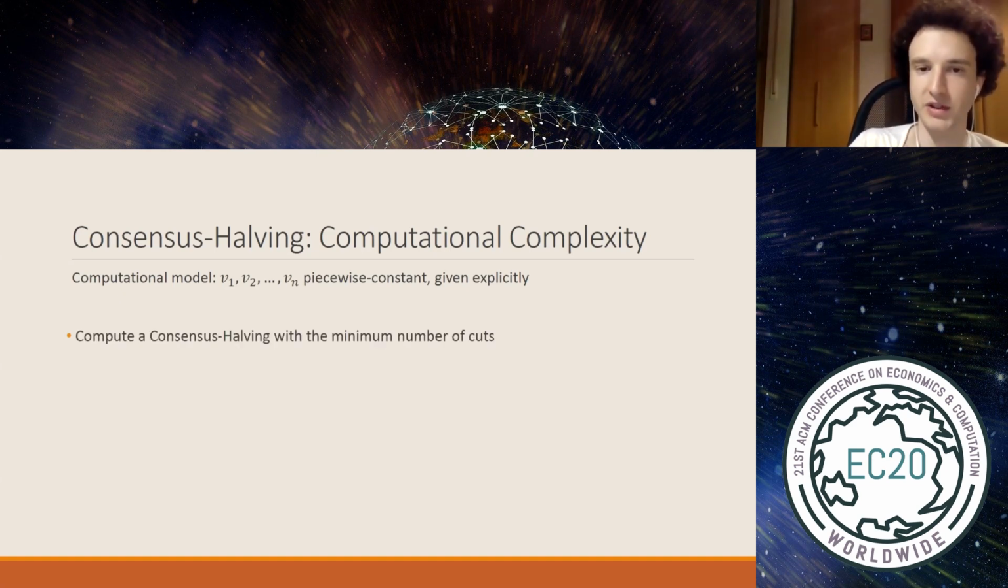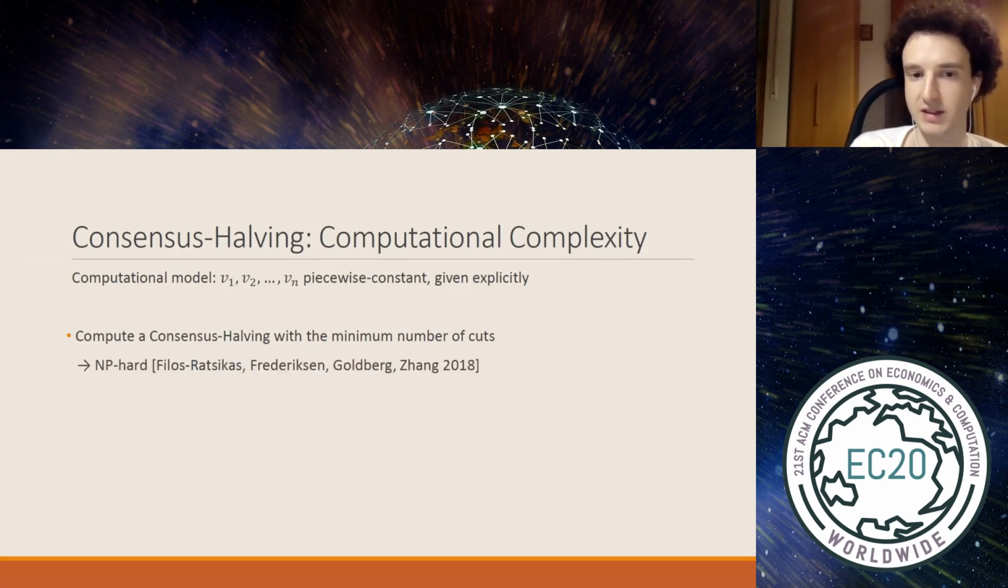Now, what is a reasonable question to ask regarding this consensus halving problem? We could ask for a consensus halving that uses the minimum number of cuts. So recall that depending on the instance, we might need more or less cuts to achieve a consensus halving. So we can ask for a solution that uses the least number of cuts for this instance. However, it turns out that this problem is NP hard, as was shown by Filos-Ratsikas, Frederiksen, Goldberg, and Zhang. So we're probably asking for too much here.